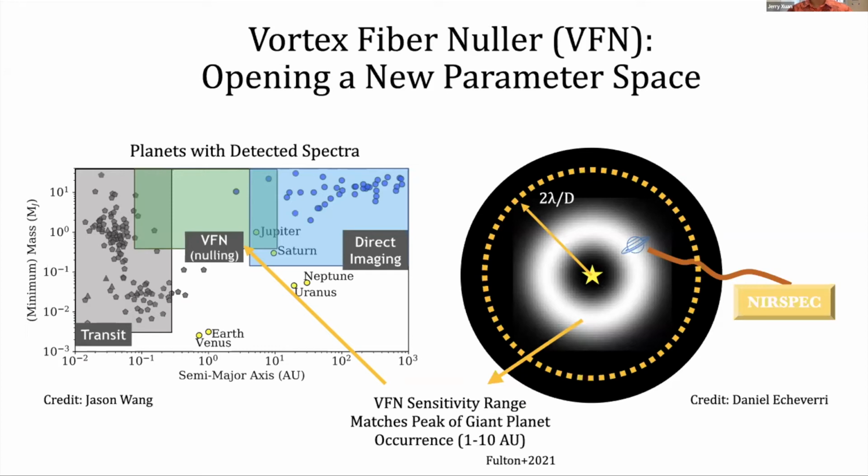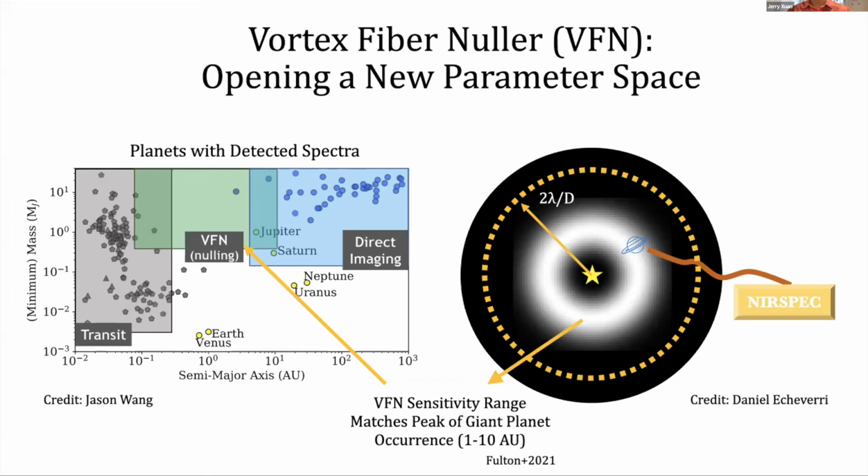And so VFN is going to combine a vortex coronagraph and the single mode fibers in Keck in order to null out the on-axis starlight, but at the same time allow slightly off-axis companion light, for instance, from a planet to couple through.